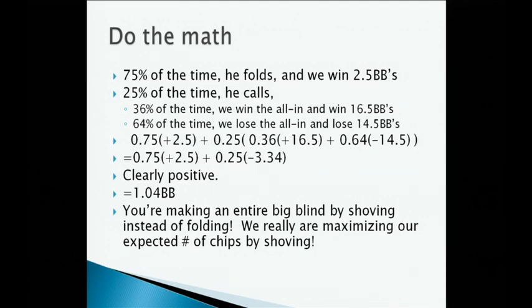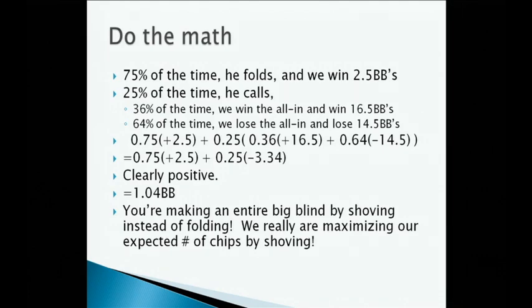So 25% of the time he's going to call. And then when this happens, 36% of the time, we're going to win the all-in, and we're going to win 16.5 big blinds. Because we're going to win the 1.5, we're going to win the small blind, the antes, plus his entire 15 big blind stack. 64% of the time, we're going to lose, and we're going to lose 14.5 big blinds, which is how much we wagered to do this all-in. So you can do the calculation, and it's actually very positive. We're making an expectation, an entire big blind, by going all-in.